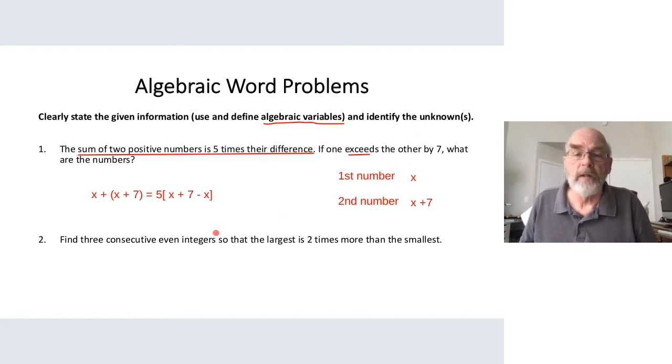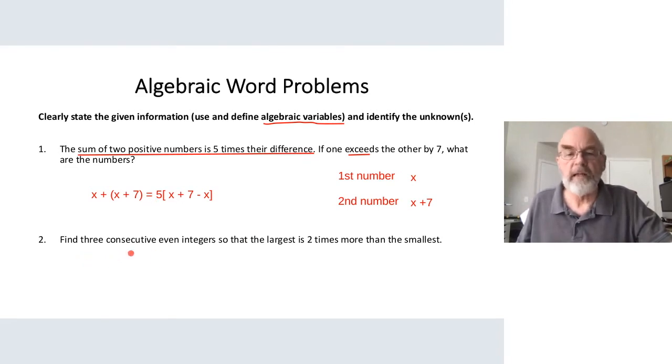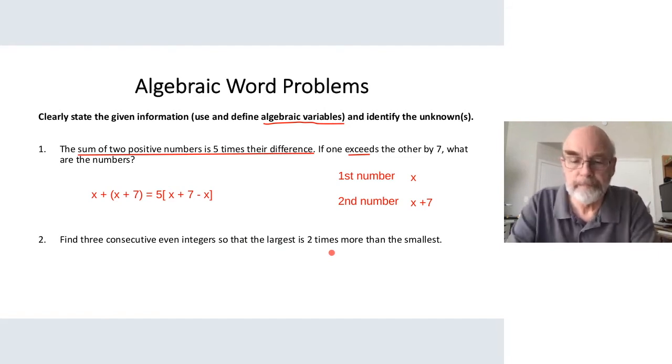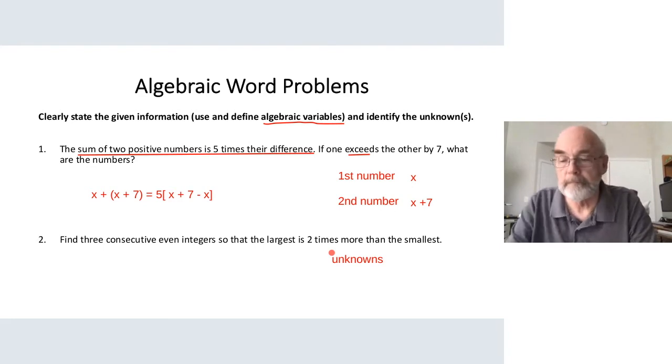Okay. So we've got an equation now. We've come up with a plan. Now, of course, we could solve this equation and then get our answer and see if we answered it. Now, we're just going to leave that for a minute. Let's go to the second one, and maybe we'll finish this one on the next step. But let's just find the unknowns in this case. What are the unknowns? Consecutive even integers, so that the largest is 2 times more than the smallest.